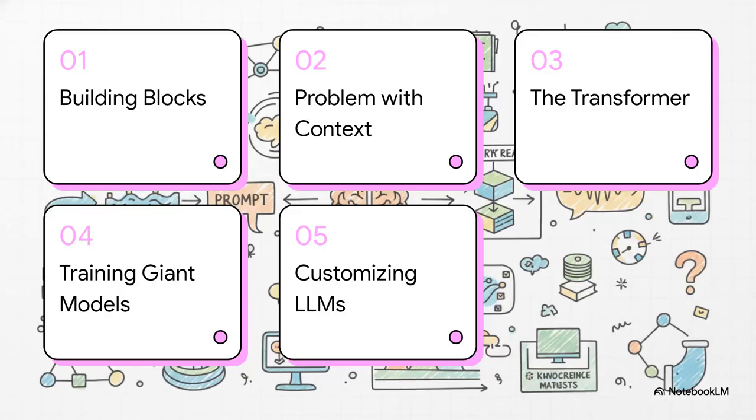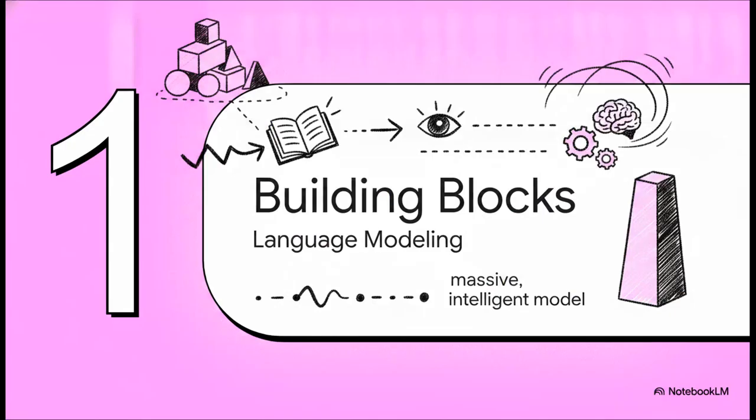So here is our roadmap for today. We're going to hit the building blocks of language, the problem with context, the transformer architecture, how we train these giant models, and finally, taming and customizing them. Starting with section 1, the building blocks of language.